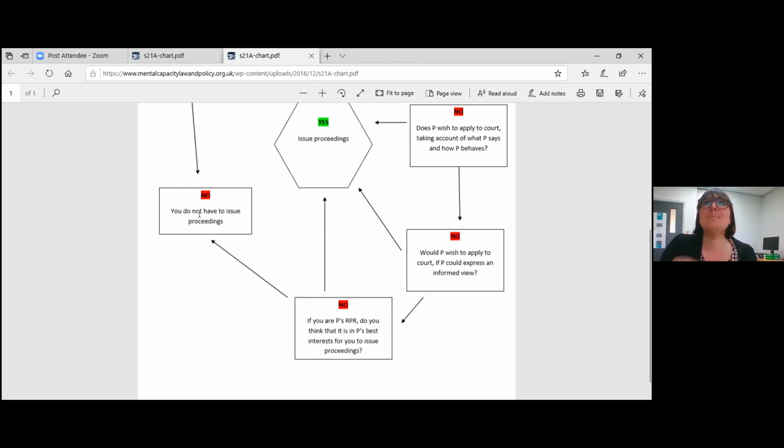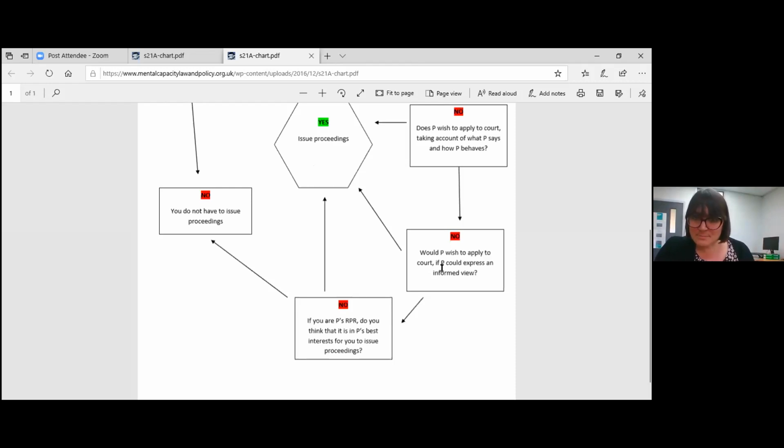I get contacted by RPRs quite regularly who say, I think I should be issuing proceedings. What do you think? If you think you should be issuing proceedings, the answer is yes, really. And you need to do that within the caution that the judge has expressed about diligence and urgency.